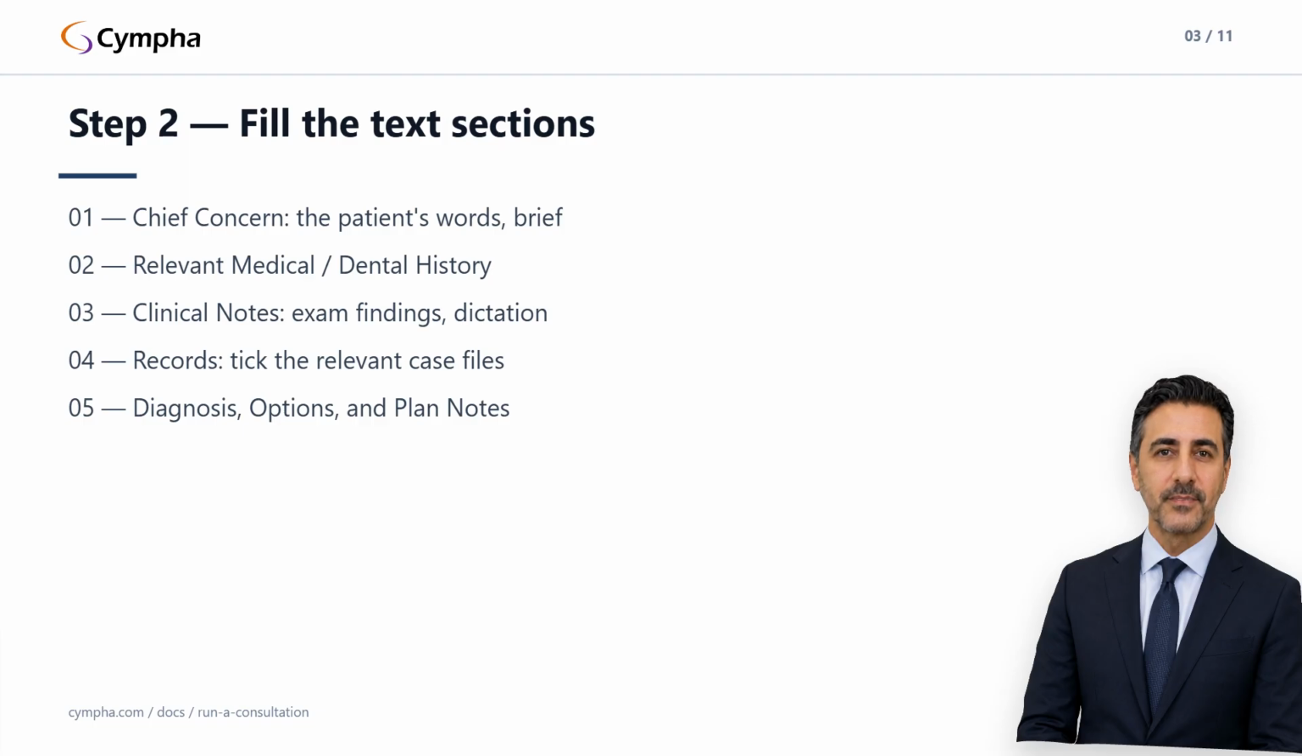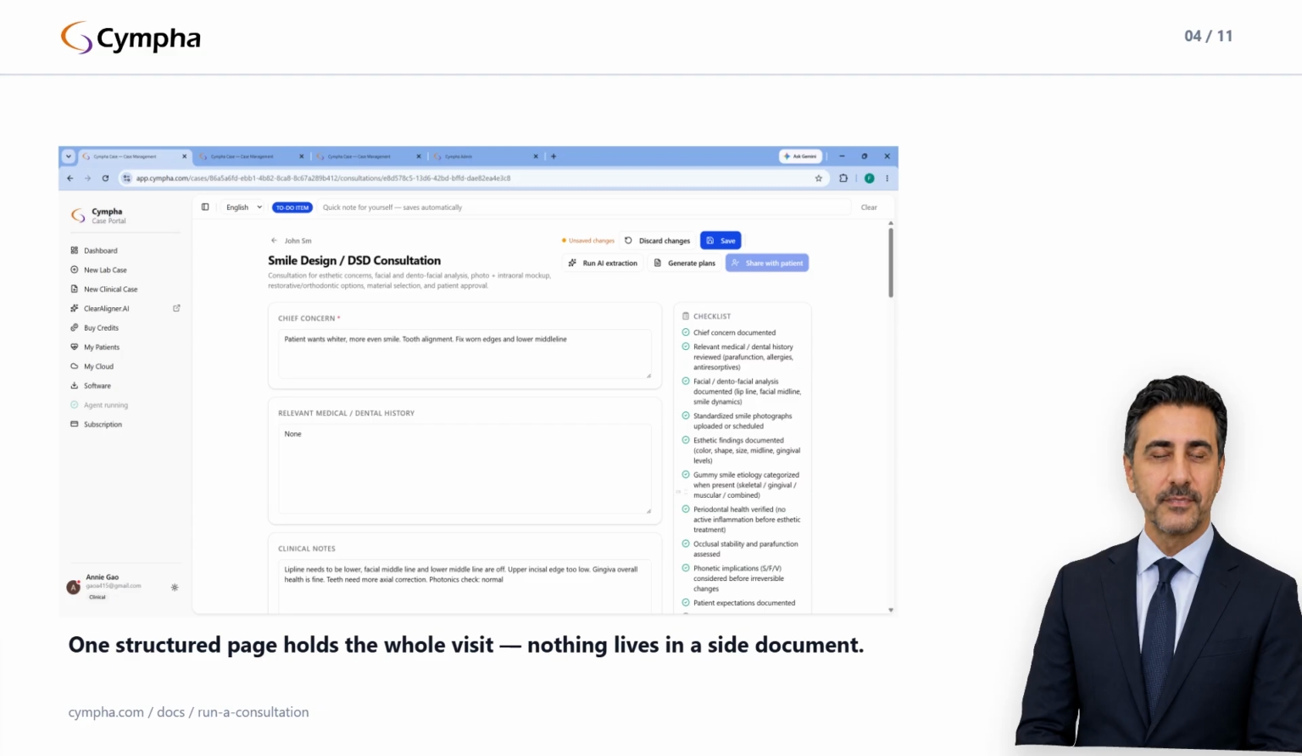Fourth, records, a picker showing every confirmed file on the case. Tick the photos, scans, and radiographs relevant to this consultation. You're telling Cympha which evidence this visit is actually about. And fifth, diagnosis, options, and plan notes, your clinical reasoning. None of this needs to be polished prose. It needs to be true and complete because everything after this step is built from it.